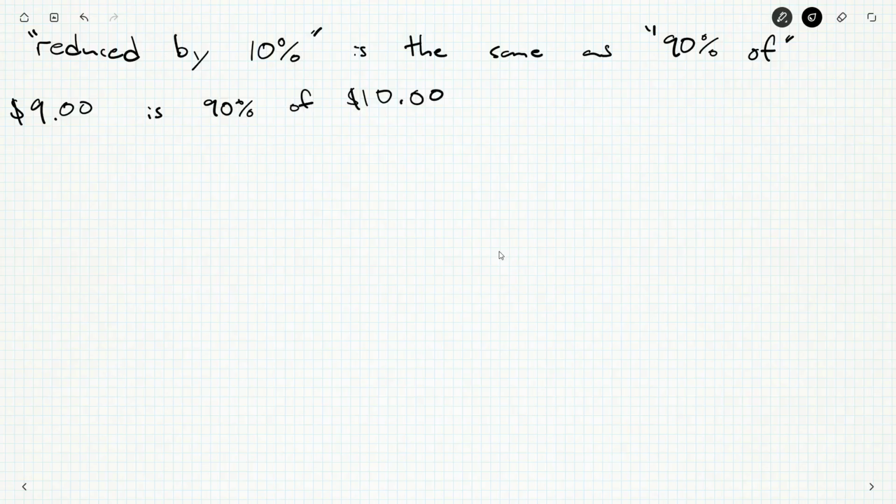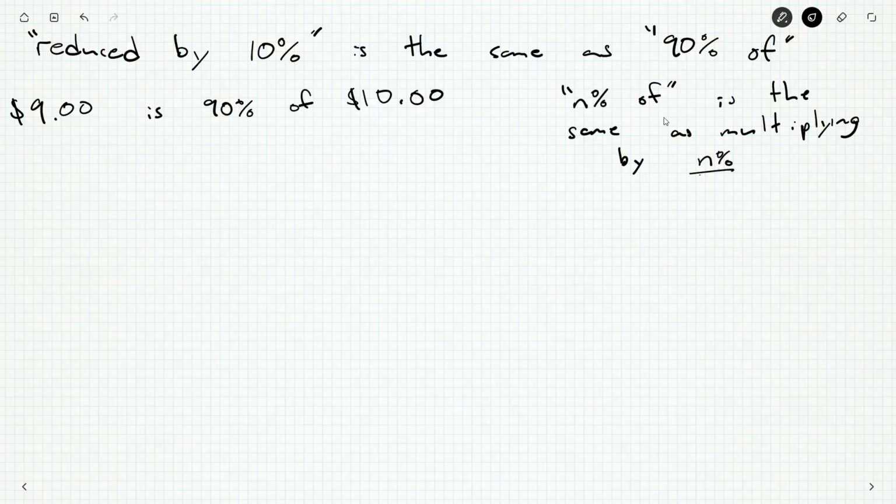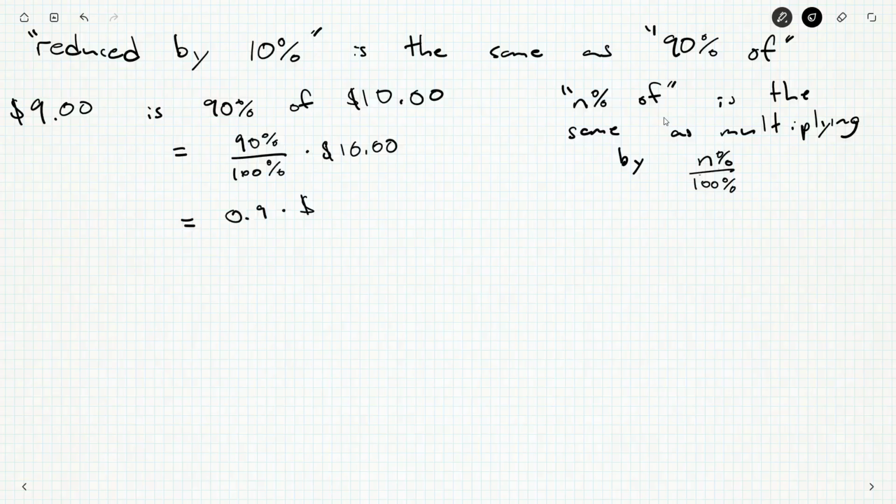Now, the reason we might want to change it to this is because n% of something is the same as multiplying by n% over 100%. So if I wanted 90% of $10, that would be the same as doing 90% over 100% times $10, which is the same as 0.9 times $10. And you can see all of these along the way, they're equal to $9.